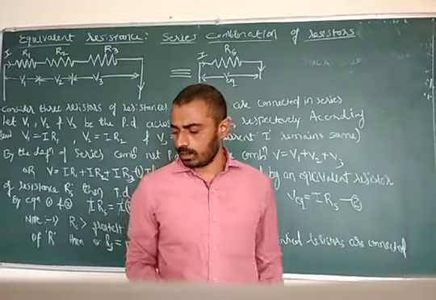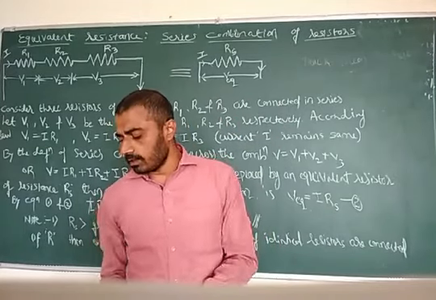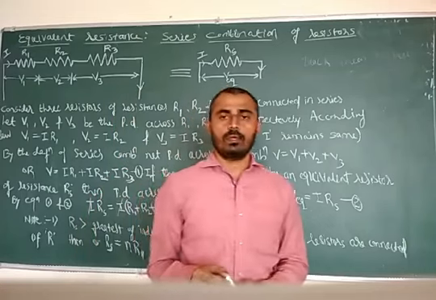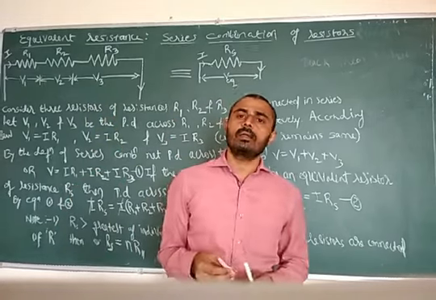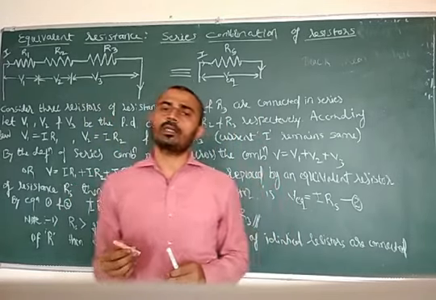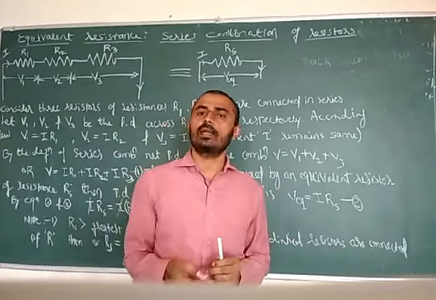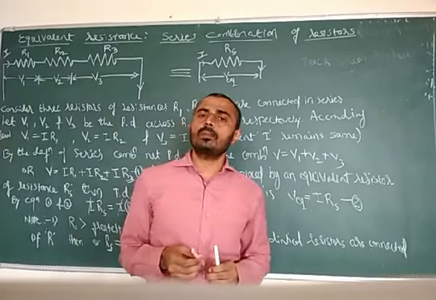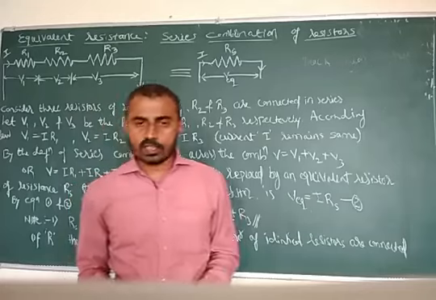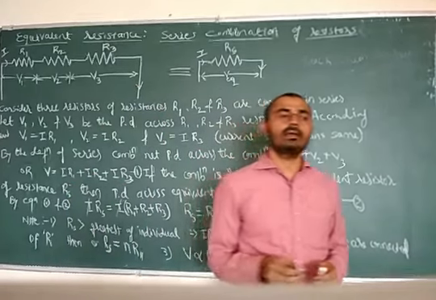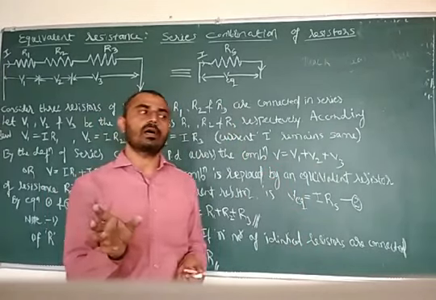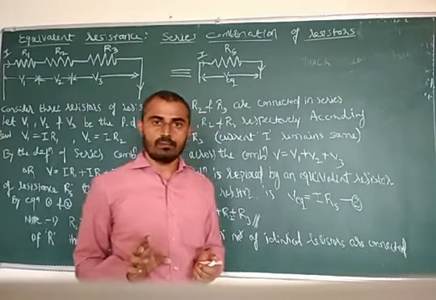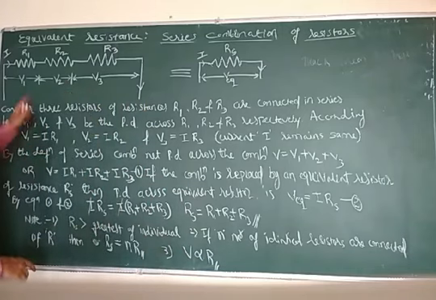In series combination, current remains the same. Whatever the amount of current passing through the first resistor, the same current will flow through all the components which are connected in series. But the net potential difference across the combination is given by the sum of the potential differences across the individual components or individual resistors. Is that clear? Series combination means connecting the resistors end to end.